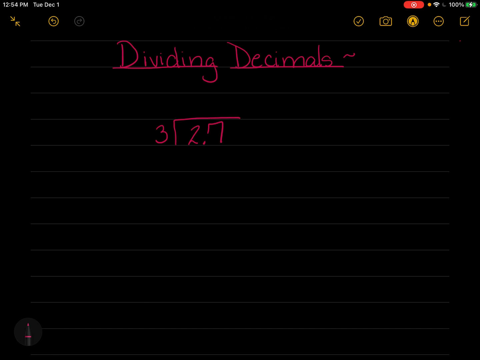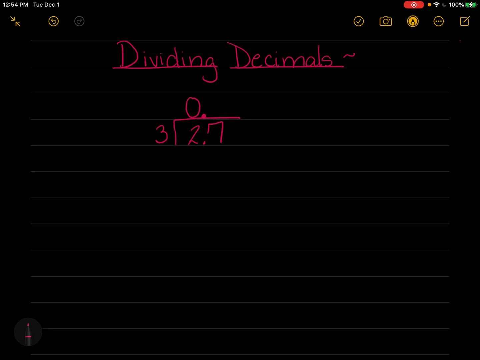As long as your divisor is a whole number, all you're going to do is simply start by bringing your decimal straight up above where it already is into your answer bar. And then you're going to work out the problem. You'll ask yourself, can 3 go into 2? No, it cannot. It goes 0 times. So I'm going to put a 0 there to hold my place.